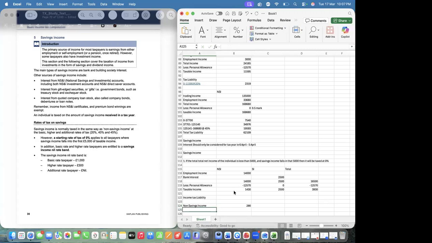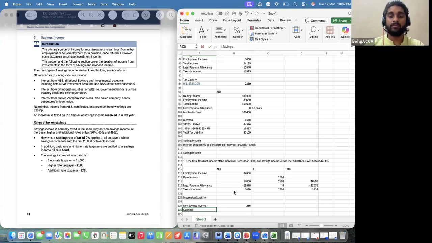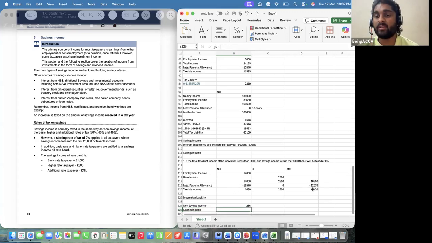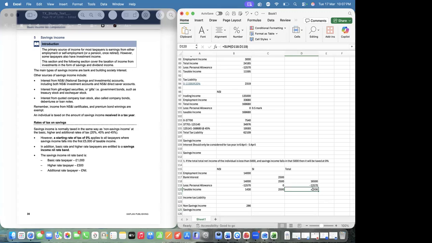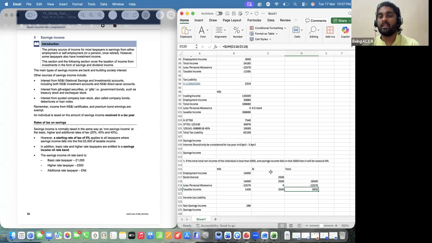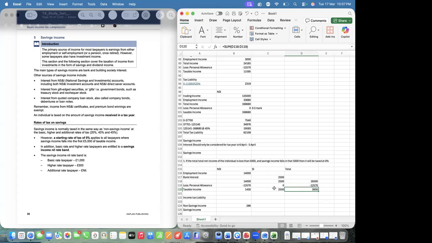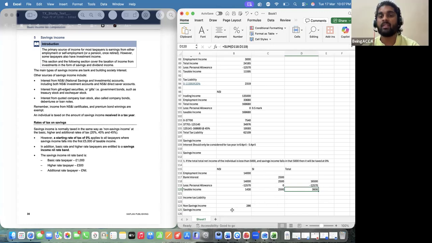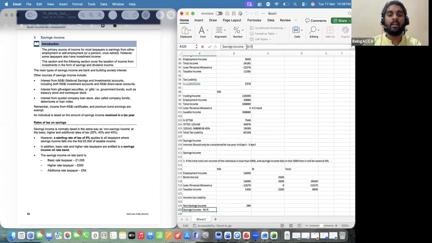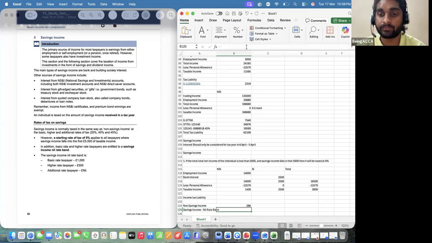For savings income, it will be 0%. Is the income of that person falling under 5,000? Yes, sir. Total income of that person. And in that 5,000, is the savings income falling as a part of it? Yes. So whenever this happens, the nil rate band is applicable, which means the savings income falls into the first 5,000 of taxable income.